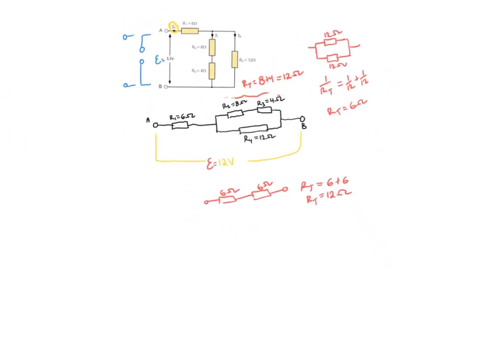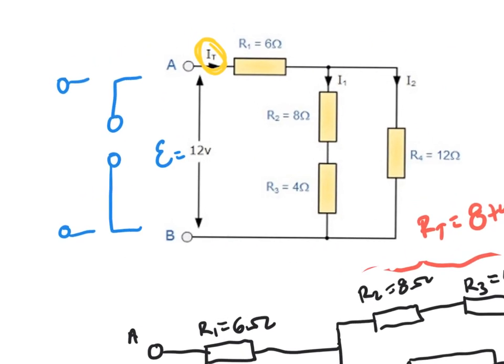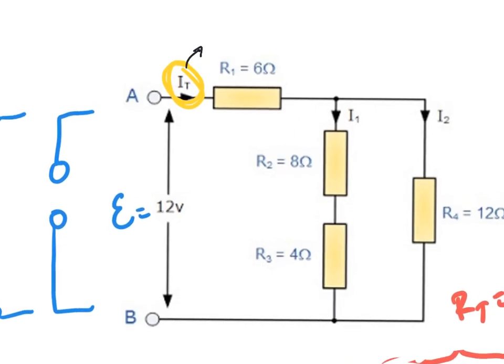So that's my EMF and that's my total resistance in the whole circuit. I can find the total current, the IT that we said. So I total is V total over R total, which is 12 divided by 12, which gives us 1 amp. So this current here is 1 amp. So we have 1 amp entering here and it splits into two, into I2 and I1.